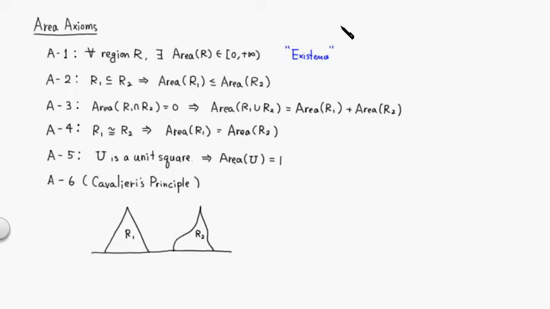A2. If R1 is a subset of R2, then the area of R1 is less than or equal to the area of R2, which makes sense, right? R2 is going to be basically bigger. So they call it the dominance postulate.